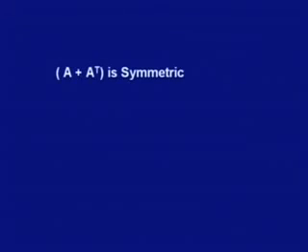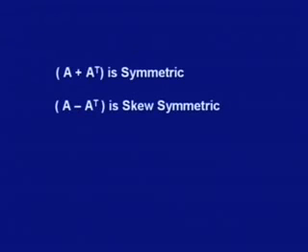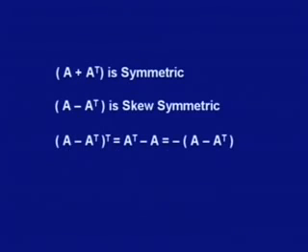Now A plus A transpose is always symmetric. Similarly, A minus A transpose is skew symmetric. These are properties one can very easily prove. Then the next property can be easily proved. (A minus A transpose) transpose is equal to A transpose minus A transpose transpose, which I have written as A, is equal to, taking minus outside, minus (A minus A transpose). So what I have proved is (A minus A transpose) transpose equals minus times (A minus A transpose), and that proves the skew symmetric property of A minus A transpose.